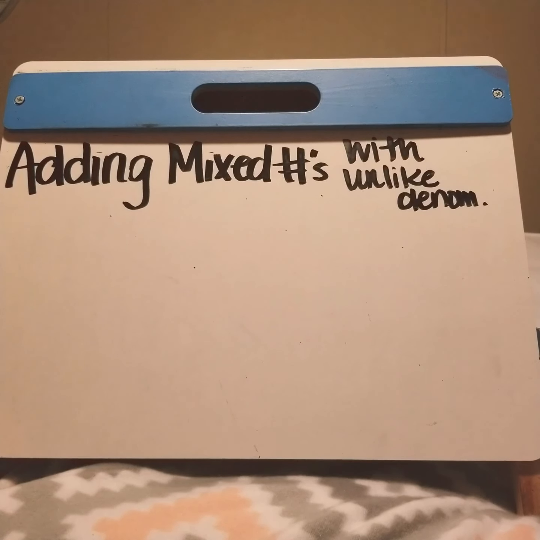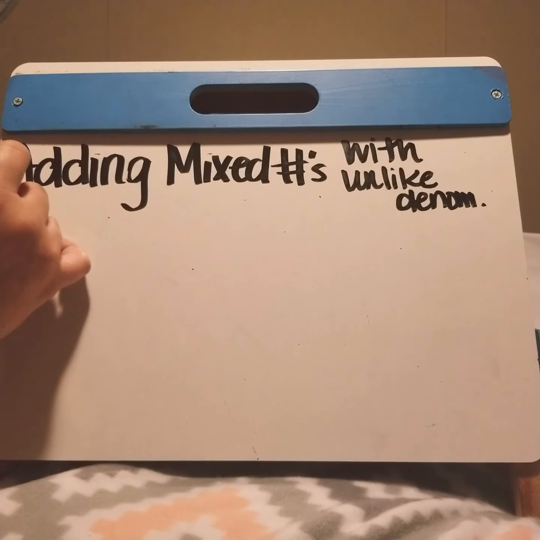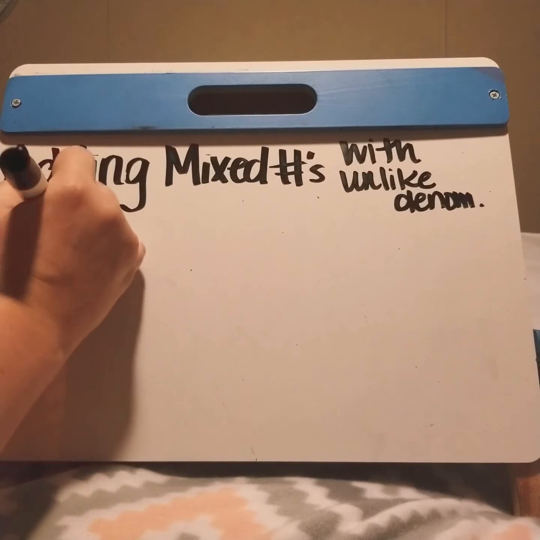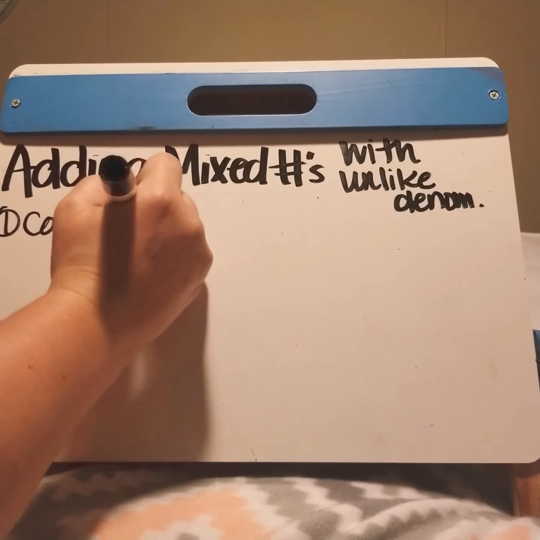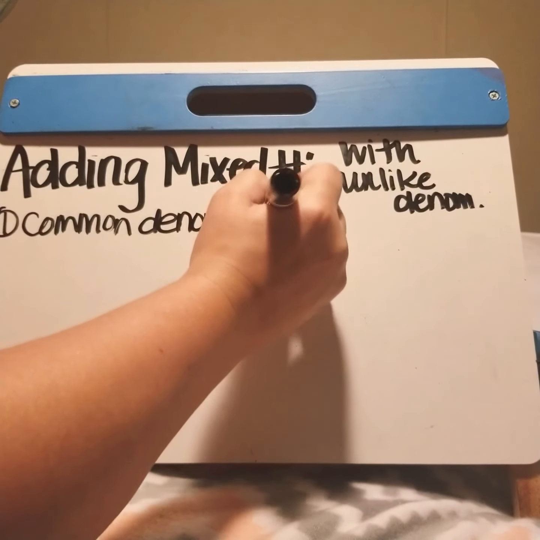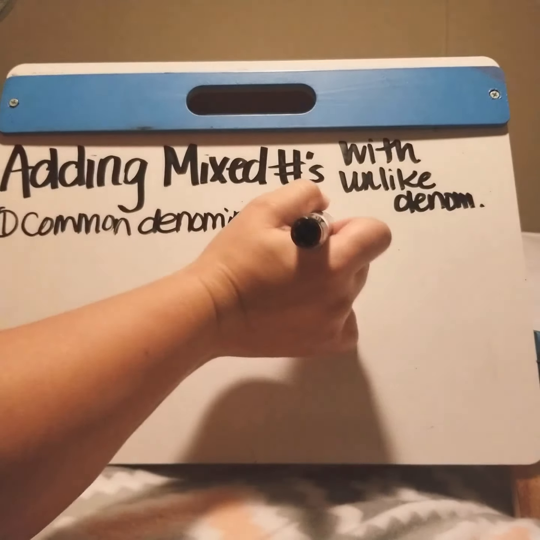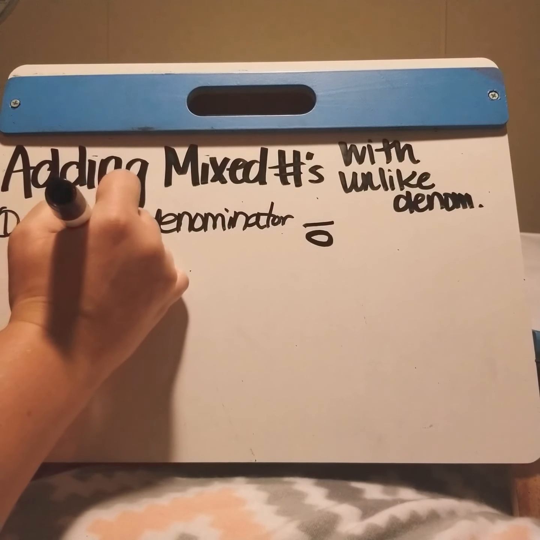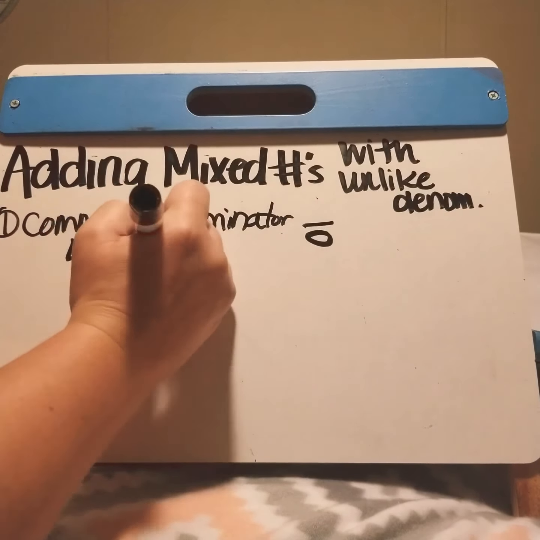Hey guys, today we're going over adding mixed numbers with unlike denominators. So the things we have to remember when we are adding mixed numbers, we have to first have a common denominator. Remember, that's the number on the bottom. To find that, we're going to use our LCM, which means to skip count.